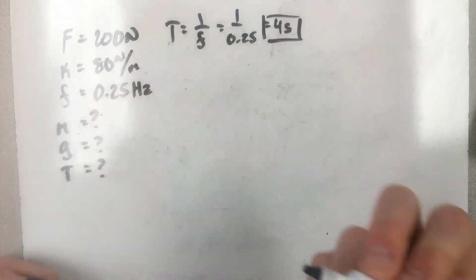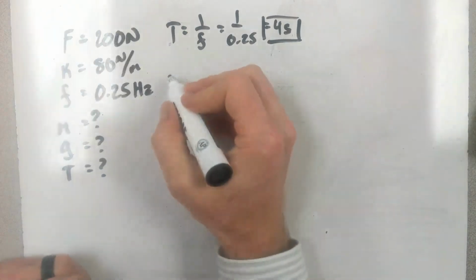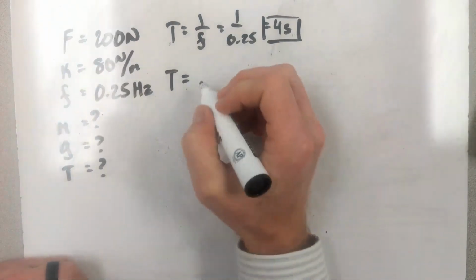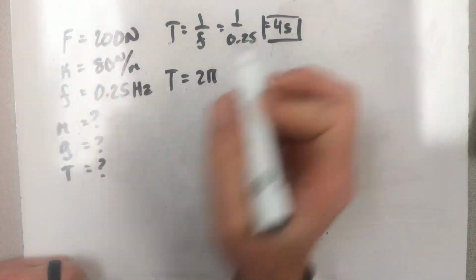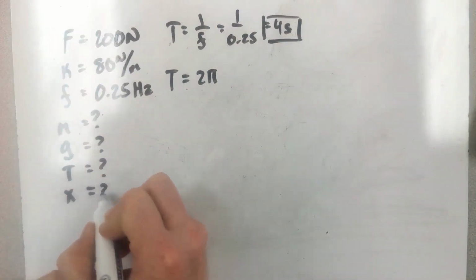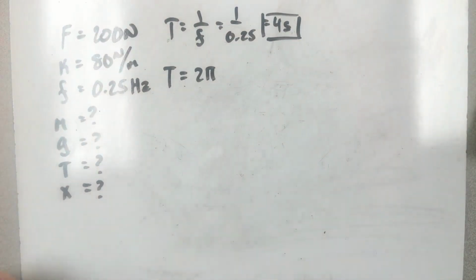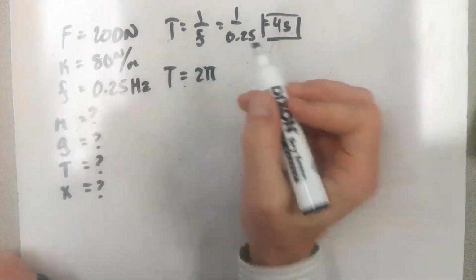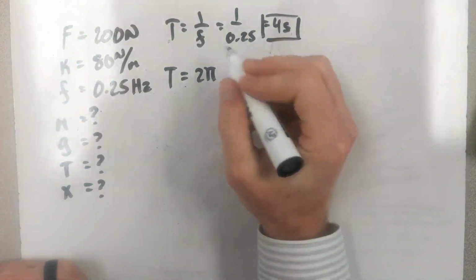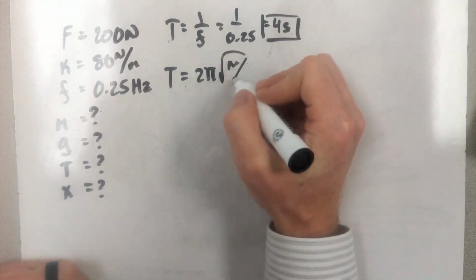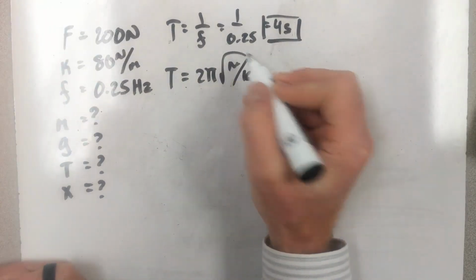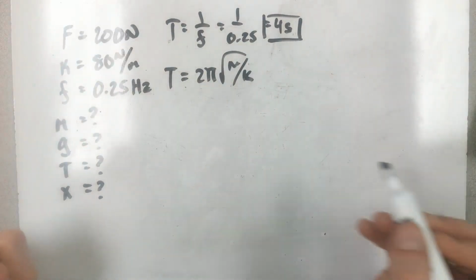Next, let's see which we can calculate. So we have our T. Let's go ahead and say, what would our X be if he just sat on our spring? Okay, so M over K. There we go. Boom. There's our equation right now.